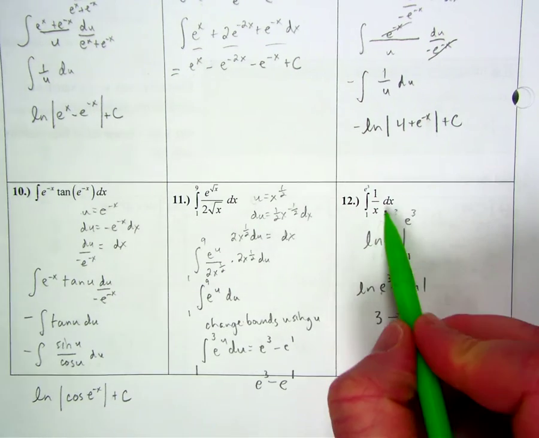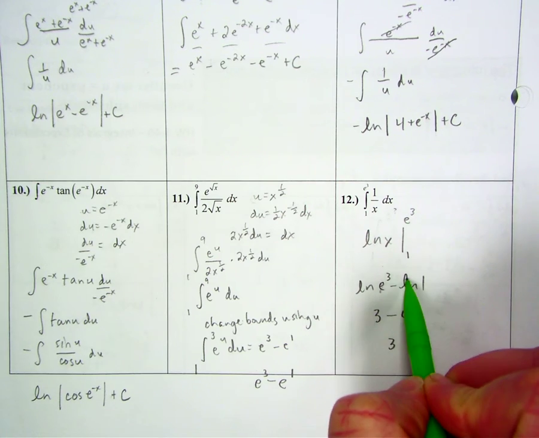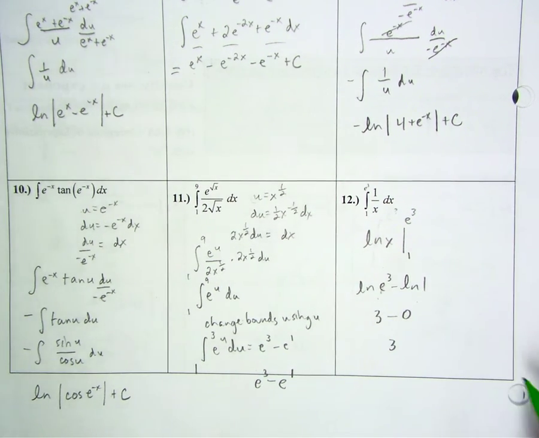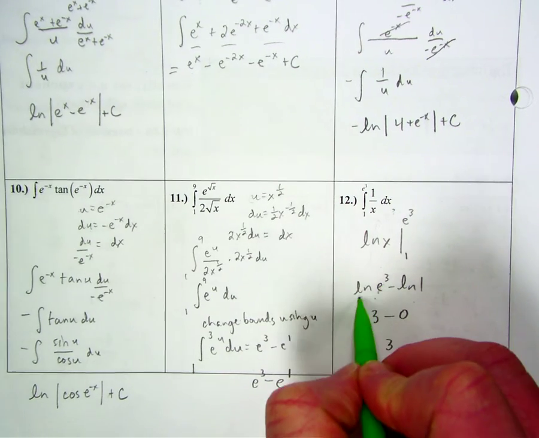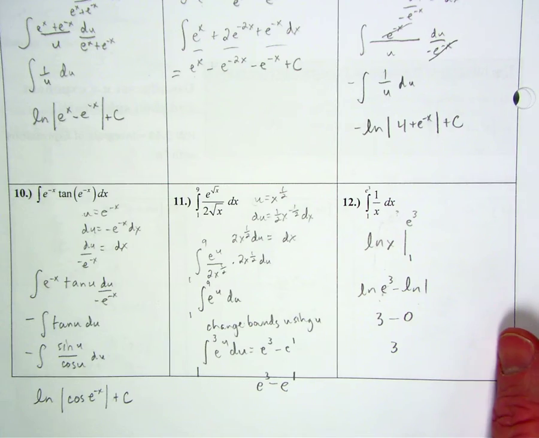I'm going to talk about number 12, because you know the integral of 1 over x is natural log of x. Plugging in e cubed and 1. Natural log of e cubed is an inverse, so the e and natural log cancel out, and you just get 3 minus 0.